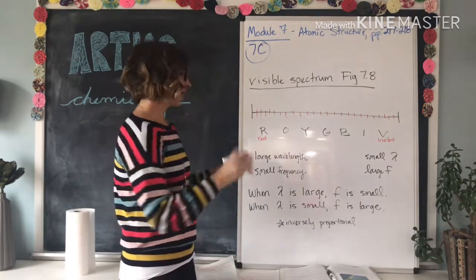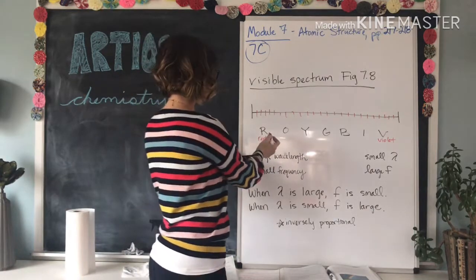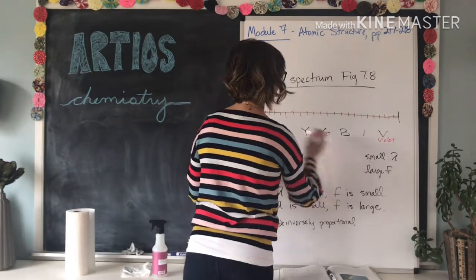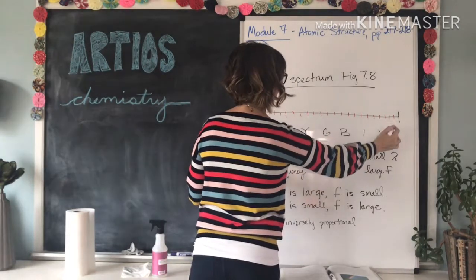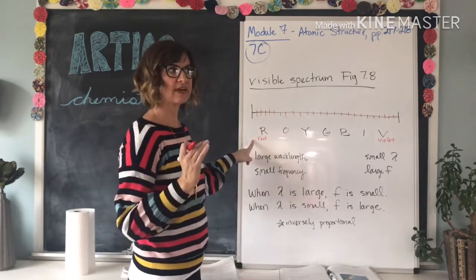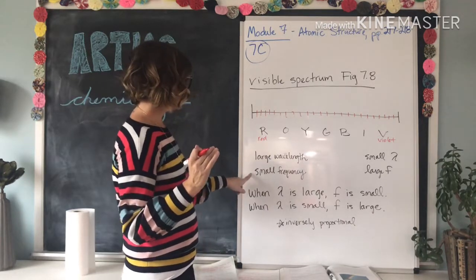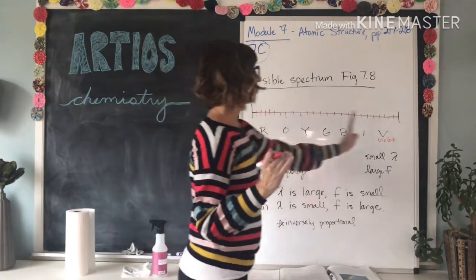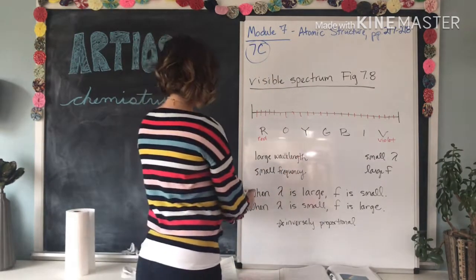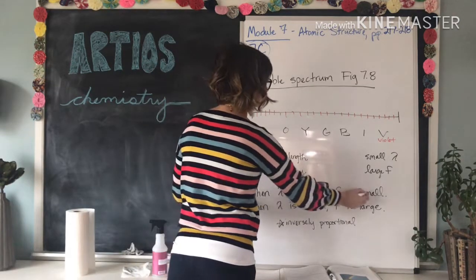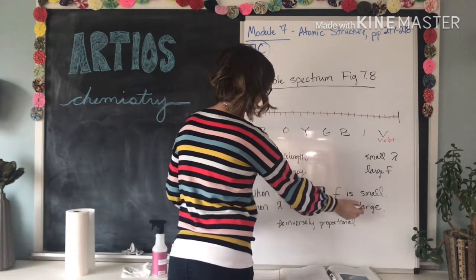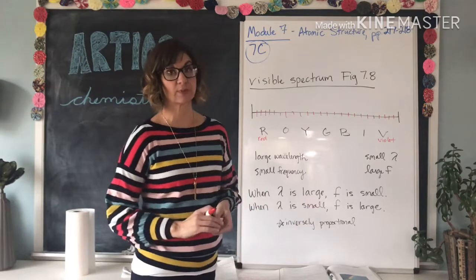Now you need to know that on the visible spectrum, the red side is for larger wavelengths. As wavelengths get smaller, you move this way on the visible spectrum. So violet has the small wavelengths, red has the largest wavelengths. I believe I have told you this before. And then for frequency, these are smaller frequencies. These are the large frequencies. So when lambda is large, frequency is small. When lambda or wavelength is small, frequency is large. They are called inversely proportional.